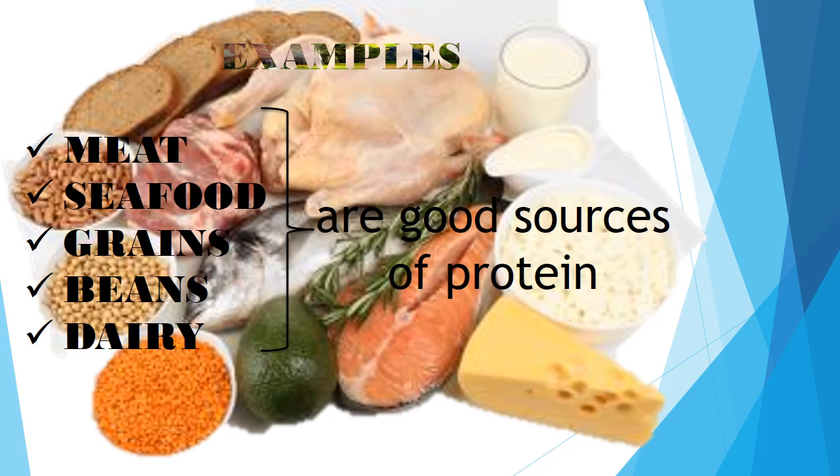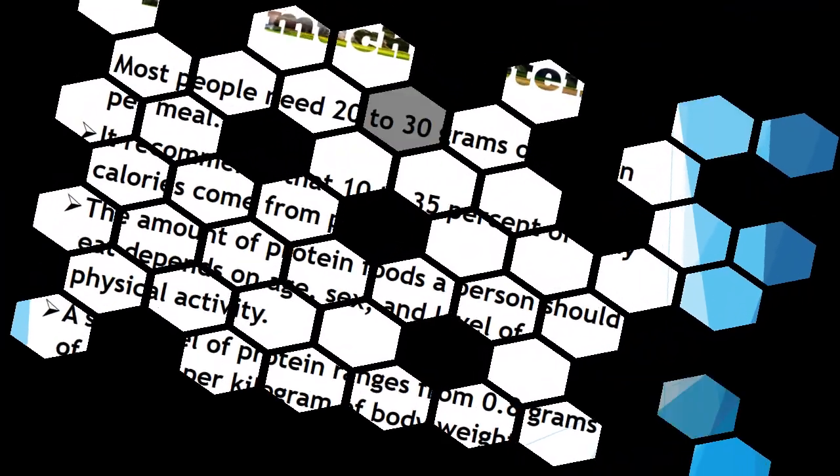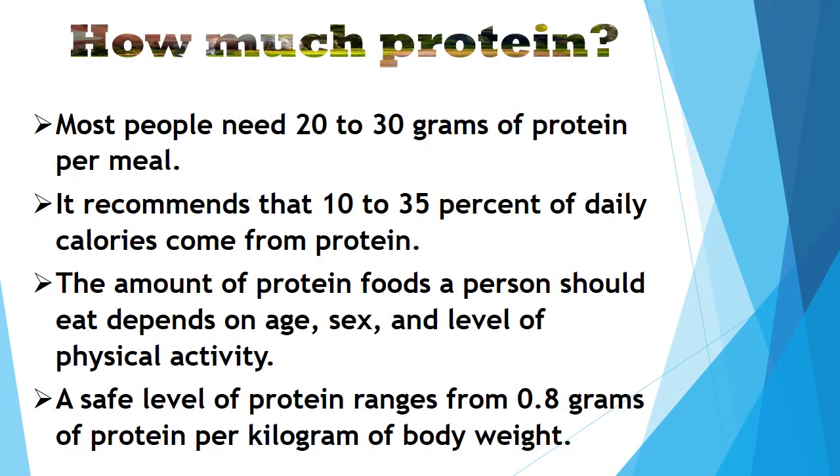Examples: the meat, seafoods, greens, beans, dairy are good sources of protein. How much protein? Most people need 20 to 30 grams of protein per meal. It recommends that 10 to 35% of daily calories come from protein. The amount of protein foods a person should eat depends on age, sex, and level of physical activity. A safe level of protein ranges from 0.8 grams of protein per kilogram of the body weight.